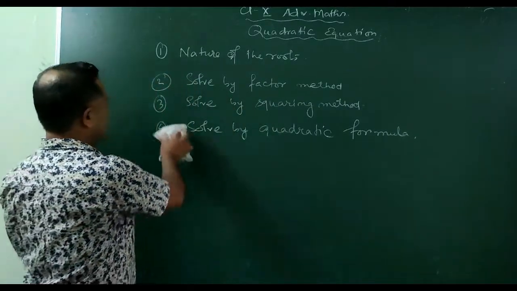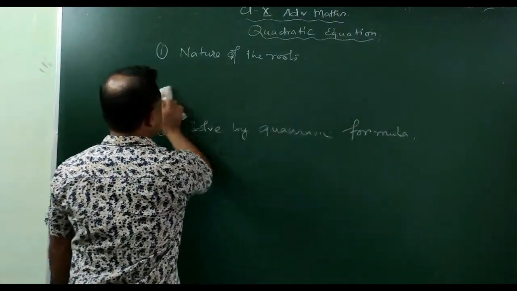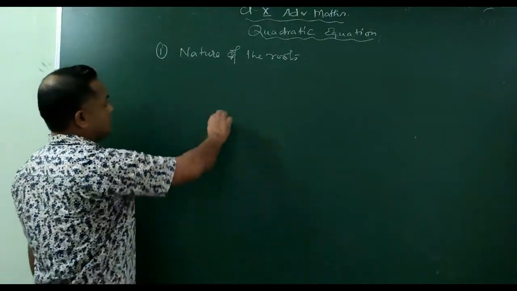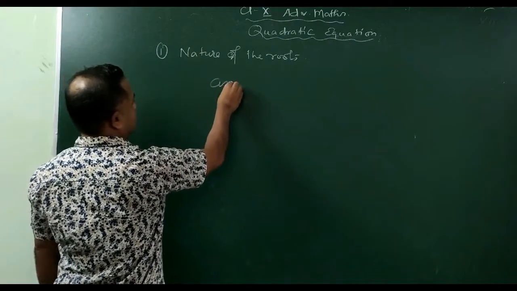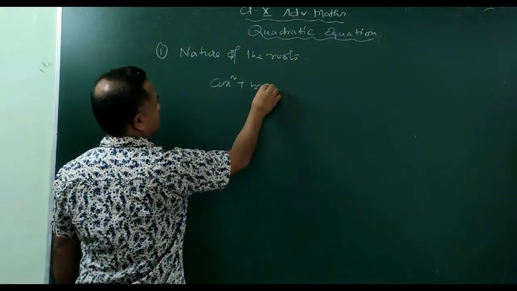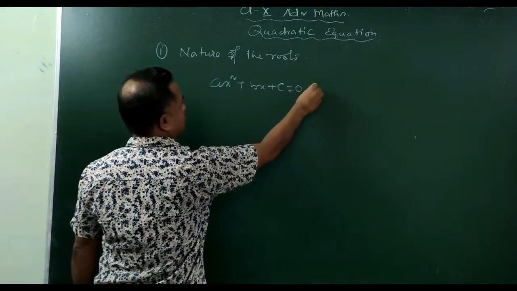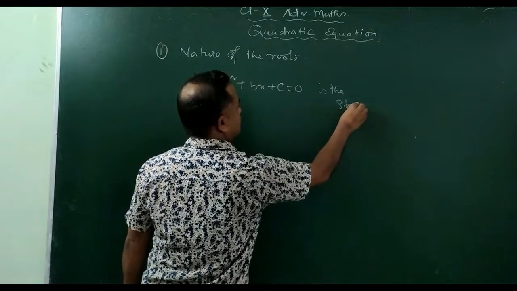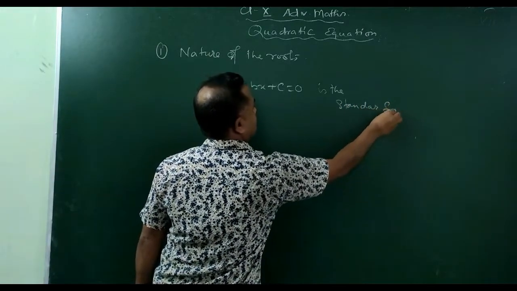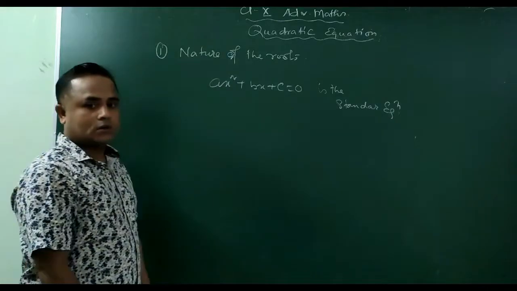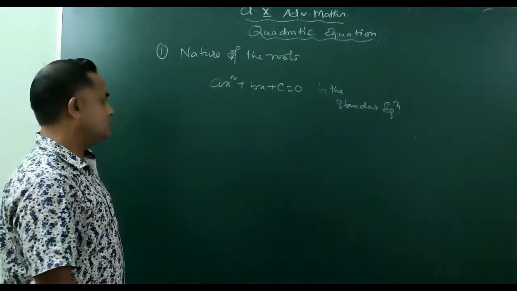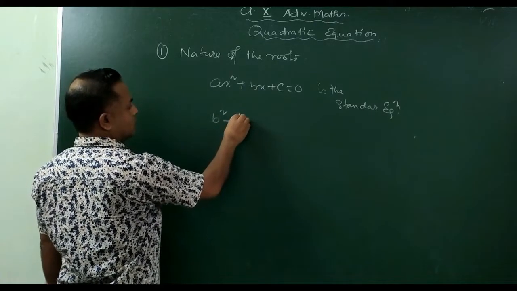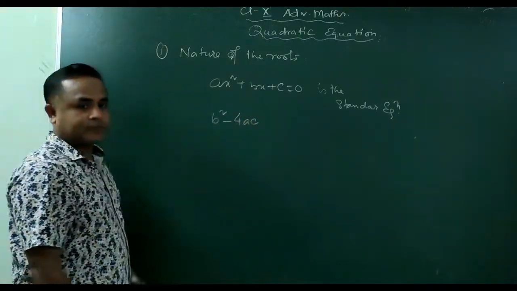What is the nature of the roots? We find 3 types of nature of roots. Suppose ax square plus bx plus c equal to 0 is the standard equation of the quadratic equation. To find the nature, we use a formula, that is b square minus 4ac.